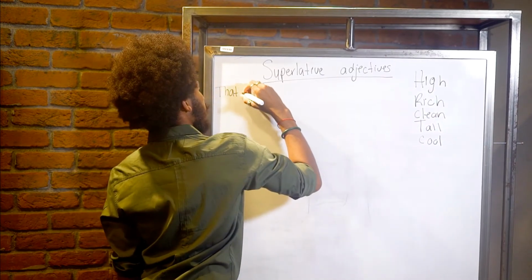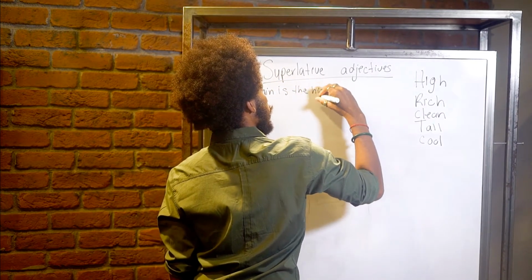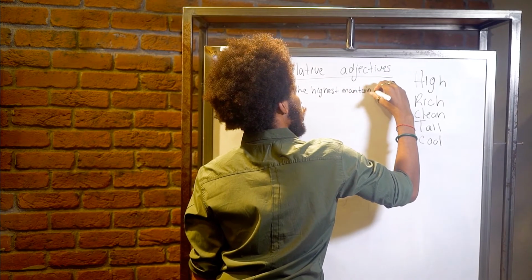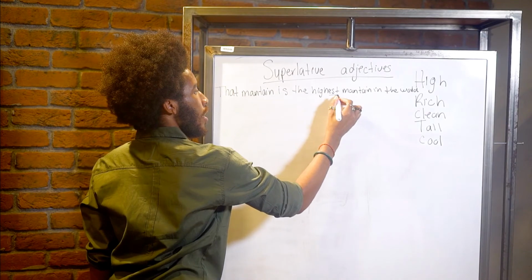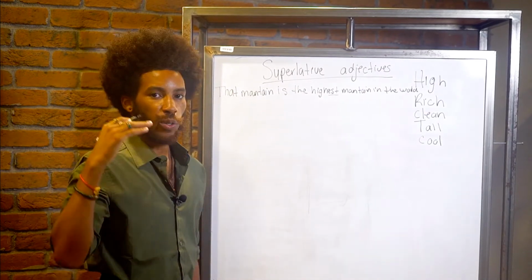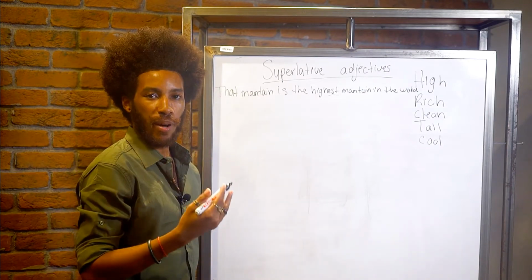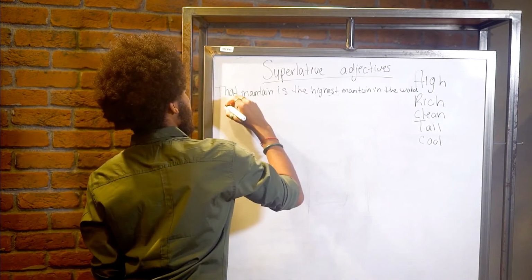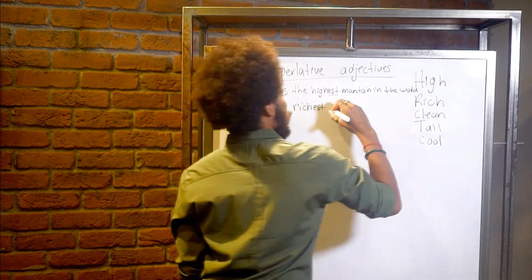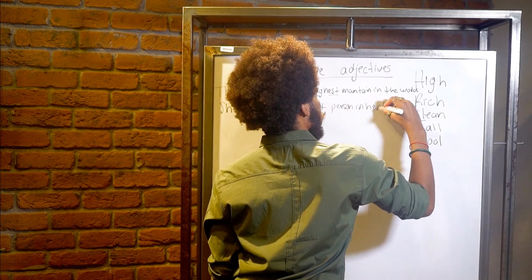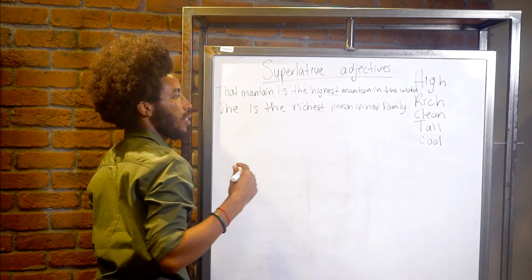That mountain is the highest mountain in the world. As you can see, I have added EST to show the degree of extremity for this adjective. That mountain is the highest mountain in the world. She is the richest person in her family. Again, just add EST to show the extremity.